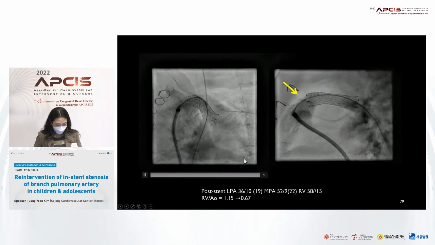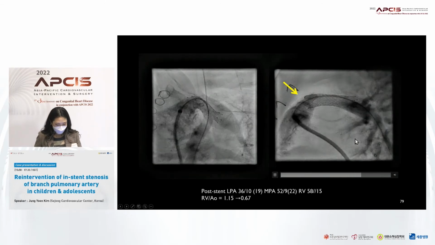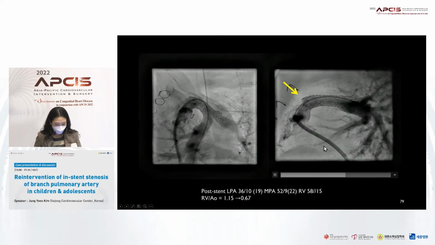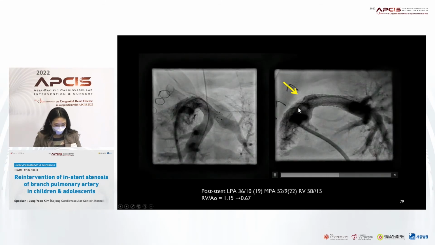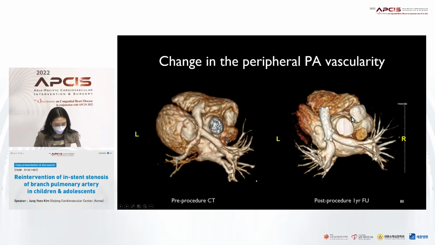After stent insertion, the pressure gradient RV to MPA was gone at the time, but there was a mild pressure gradient between LPA and mid-stent, and the RV aorta ratio dropped from 1.15 to 0.67 successfully. But I think the proximal stent tip positioned in the RVOT muscles may become a problem.